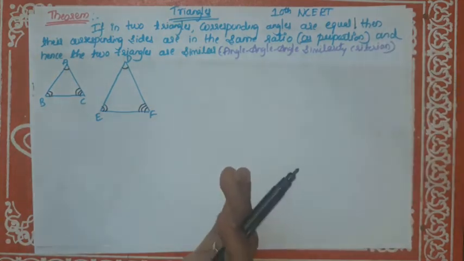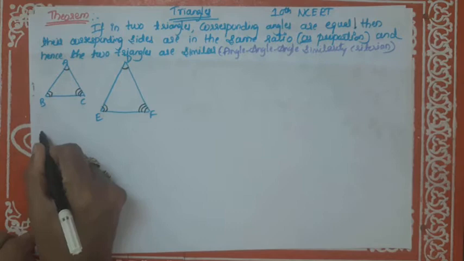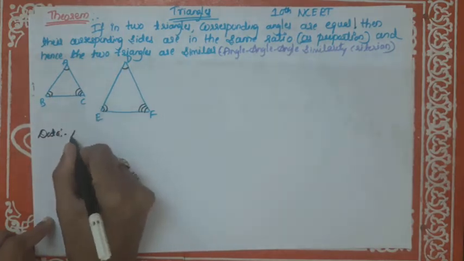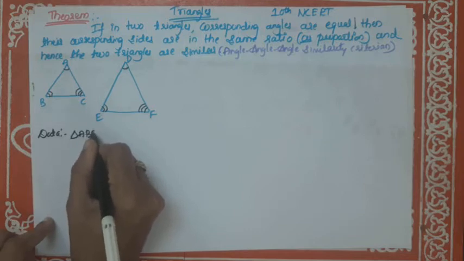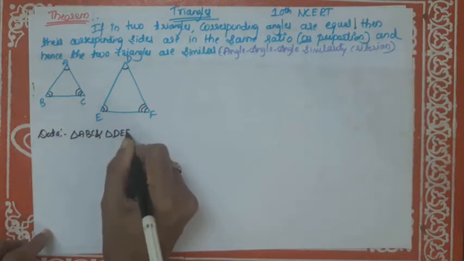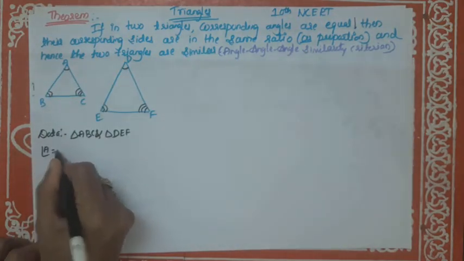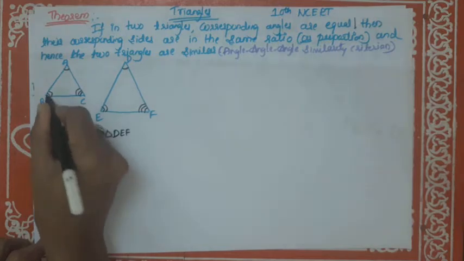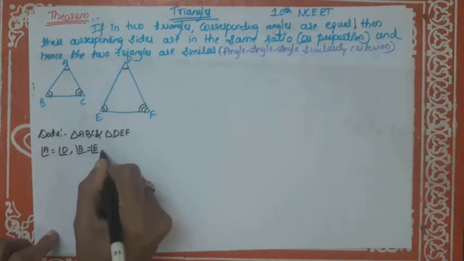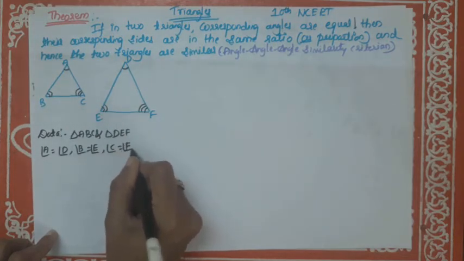First, I will write the data here. The data given in triangle ABC and triangle DEF is that the corresponding angles are equal, that is, angle A equals angle D, angle B equals angle E, angle C equals angle F. This is the data.